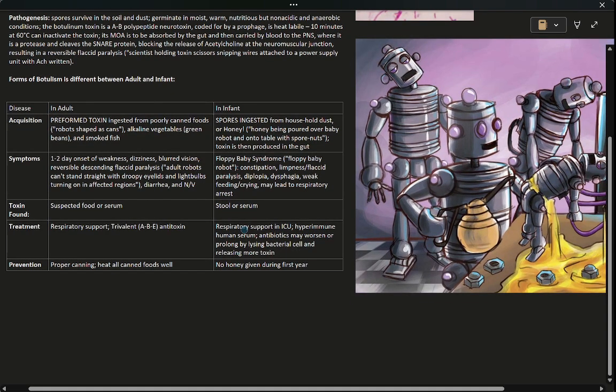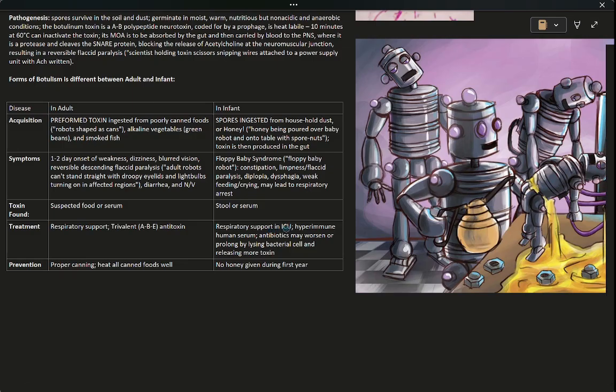For the treatment, you must provide respiratory support in the intensive care unit. You must also consider administering hyperimmune human serum. Antibiotics may worsen or prolong the illness because they can lyse the bacterial cell, and this can lead to the release of more toxin. So be careful with the antibiotics.